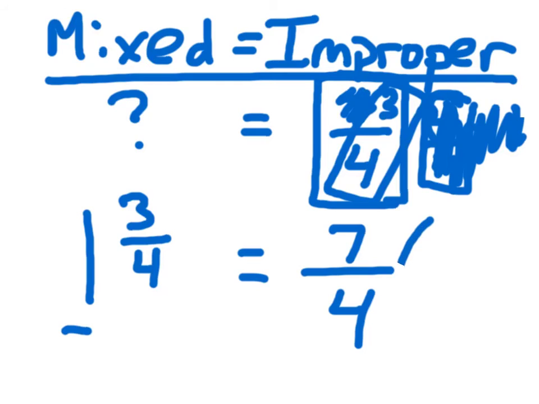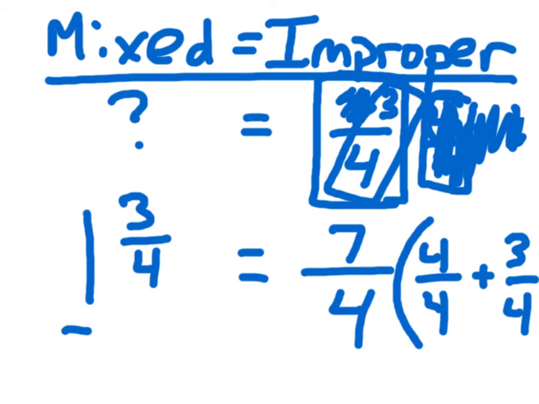Basically all we did is we broke this down. Now that you know your addition and subtraction of fractions, we broke this down to 4 out of 4 plus 3 over 4, which equals 7 out of 4. That's really going to help us because if we look at changing mixed fractions to improper fractions, we're going to use a strategy similar to that.